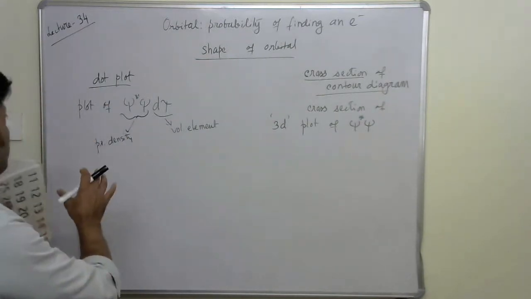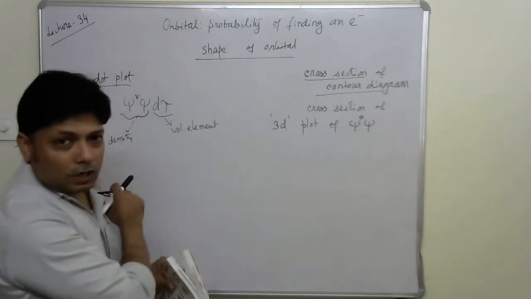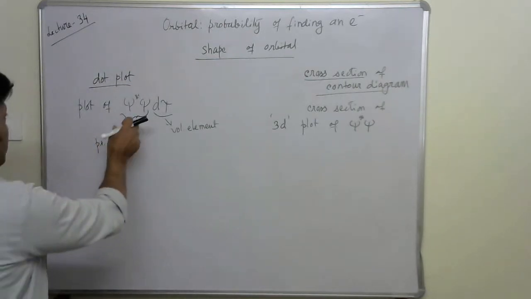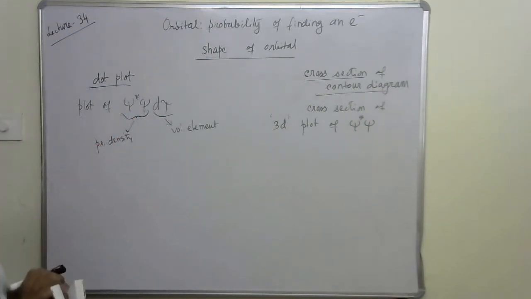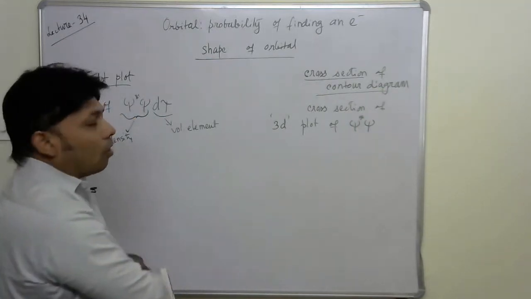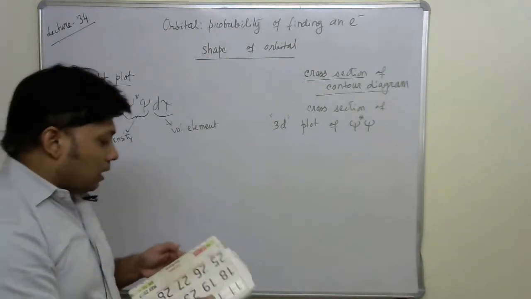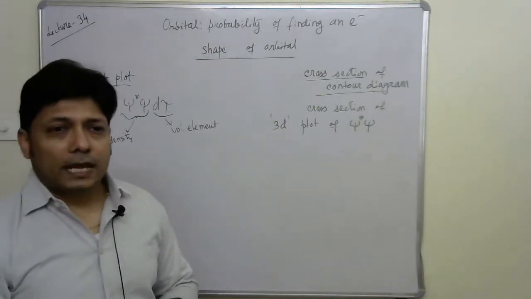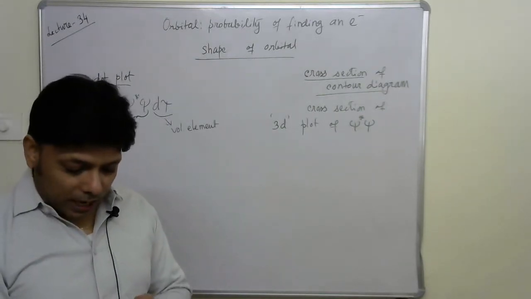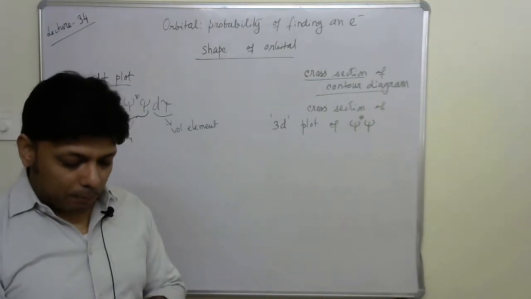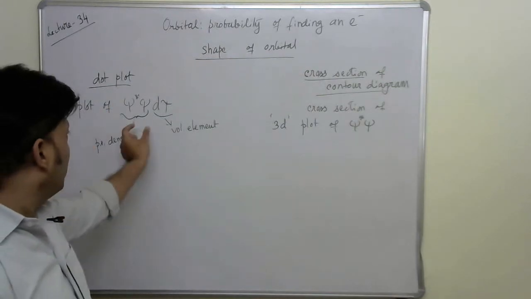The dot plot represents the plot of chi star chi theta. From our knowledge, chi star chi is the probability density, and theta is the volume element. Now I'm directly reading from your textbooks. The textbook says the quantity chi star chi theta is the probability that the electron is located within the volume element theta.